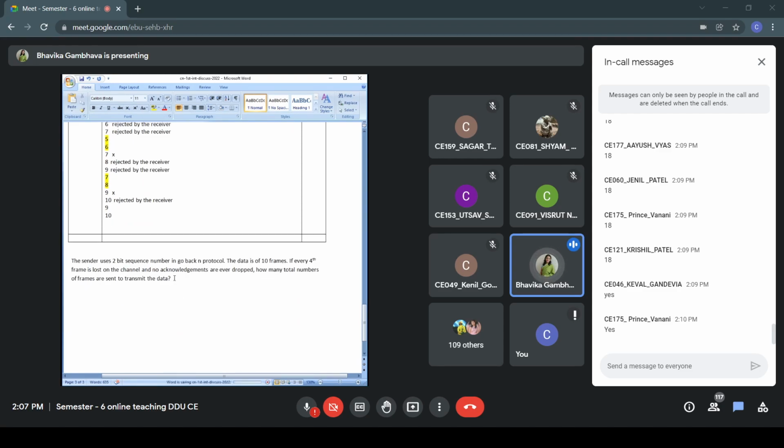Everyone, please start doing it. And hopefully at least more than 60% of you will be giving me the correct answer this time. Please solve this. Let me make it 11 just for a change. Okay, 11 frames. Every 4th frame is lost and 2-bit sequence number is used.